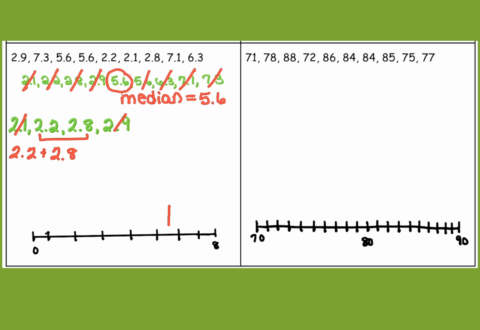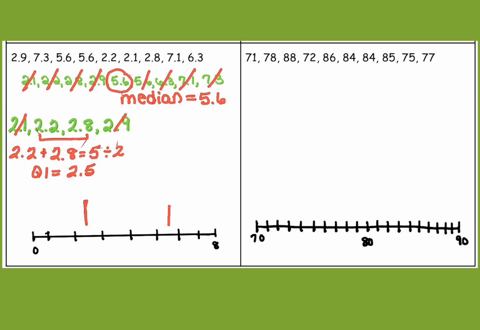We are going to add those two numbers together to give us a value of 5. Now we're going to divide that 5 by 2 because we added two numbers. So our Q1 is 2.5 or 2 5/10. Let's put that number on our number line.